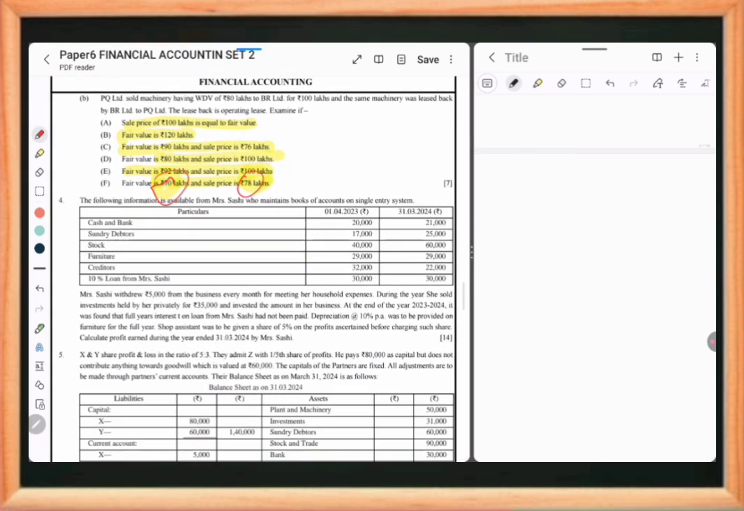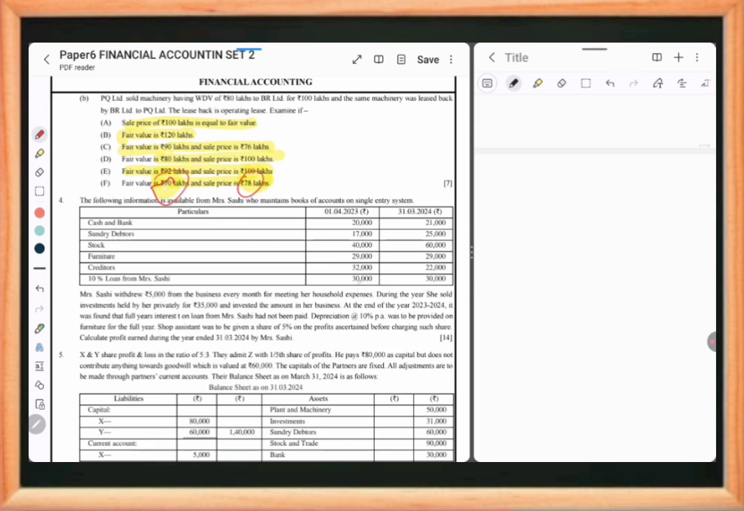Question number 4. The following information is available from Sasi, who maintains the books of account on the single entry system. Cash book balance and then sundry debtors. For the previous year, 1/4/2023, that is the opening balance sheet. It is a closing balance sheet.